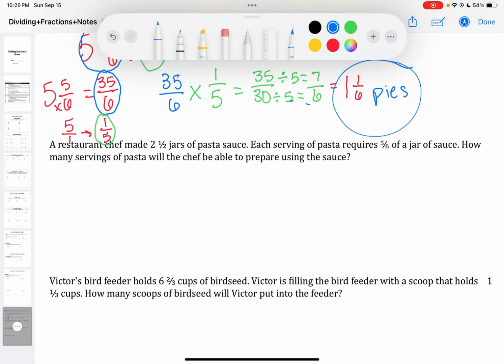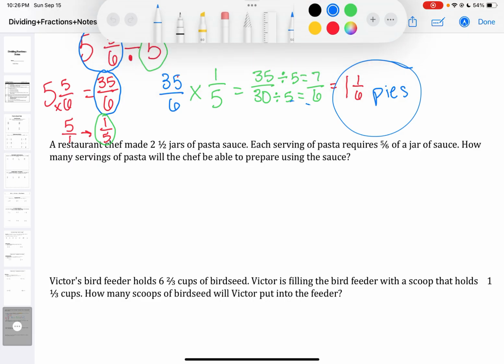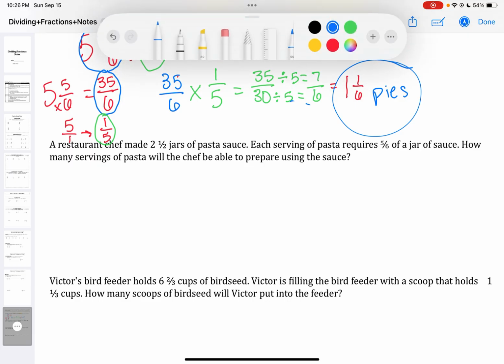A restaurant chef made 2 and 1/2 jars of pasta sauce. Each serving of pasta requires 5/6 of a jar of sauce. How many servings of pasta will the chef be able to prepare using the sauce? I'm going to go through and highlight again. I have 2 and 1/2 jars of pasta sauce. Each serving requires 5/6 of a jar.